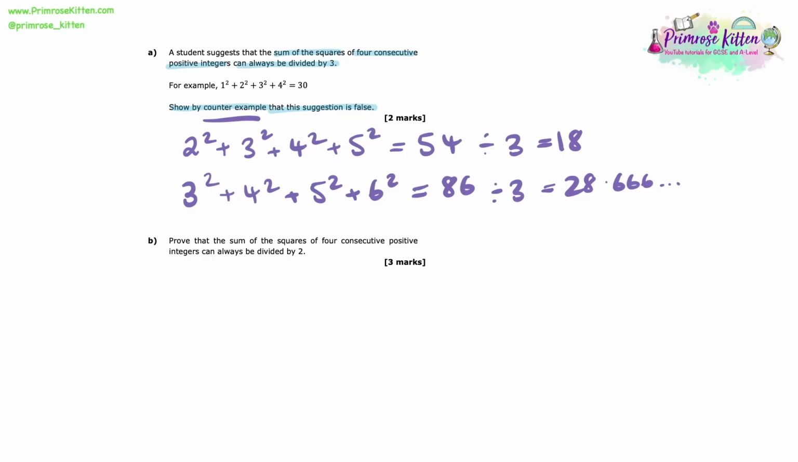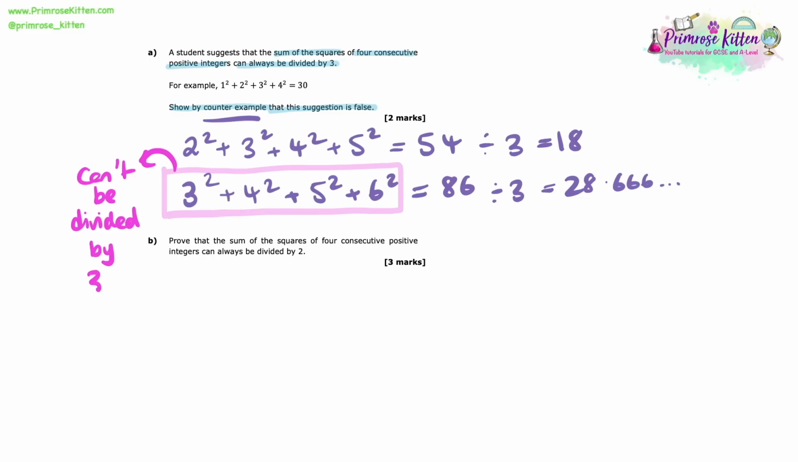Now the fact that isn't a whole number shows that we cannot divide it by 3, and therefore we've shown by counterexample, by finding the exception, that this suggestion that this will always be able to be divided by 3 is false. So remember, counterexample just really means by contradiction and by finding the exception.